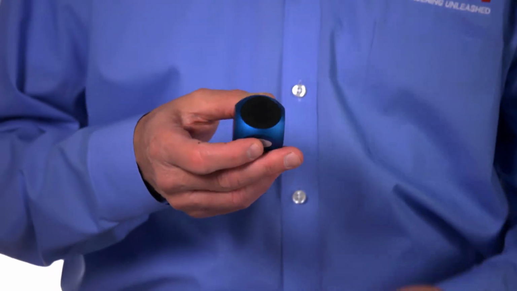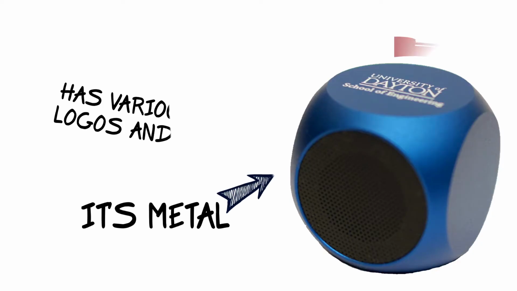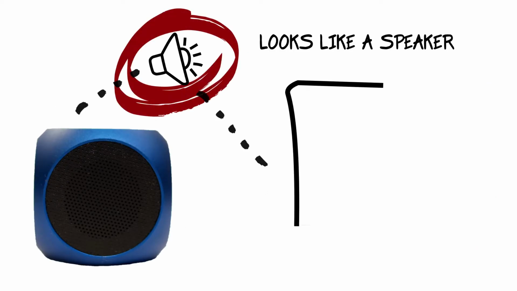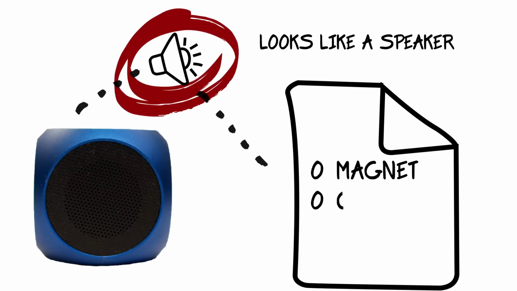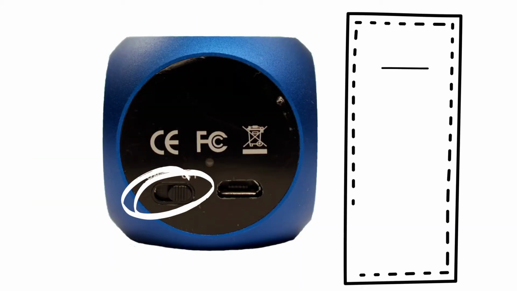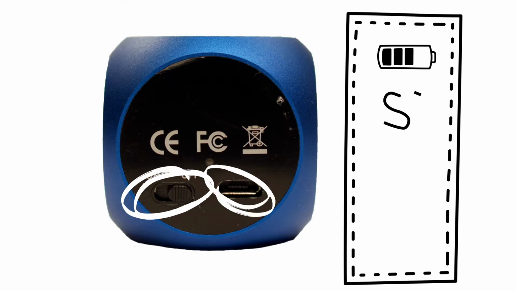It's a blue cube. It's metal. It has various logos and markings. It looks like a speaker. And of course, a speaker has a magnet, a coil, and a cone. On the back here, it has an on-off switch. So there's likely a battery inside. It has a USB plug for connecting with a computer, for charging and playing music. It also has a headphone plug, which can be used for other devices like smartphones or other music devices. And it plays music.